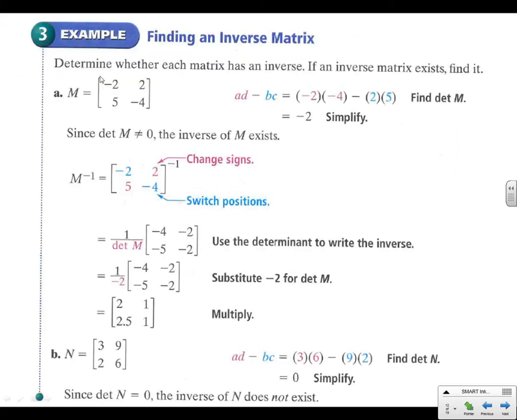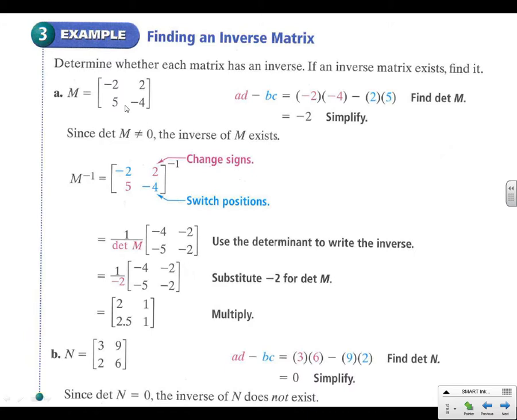So here we go. Here's our matrix. We want to find the inverse. So first thing we do is find the determinant. Negative 2 times negative 4, that's going to be 8. 2 times 5 is 10. So 8 minus 10 is negative 2. So our determinant is negative 2.